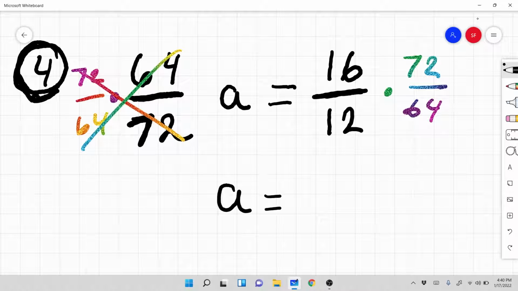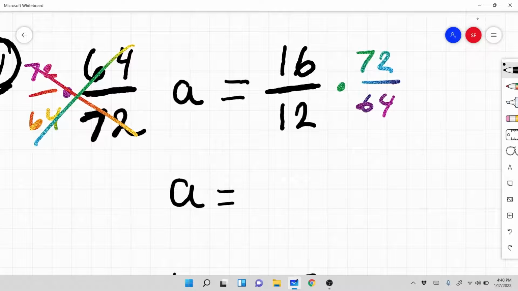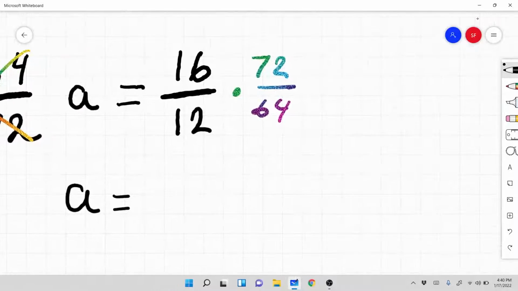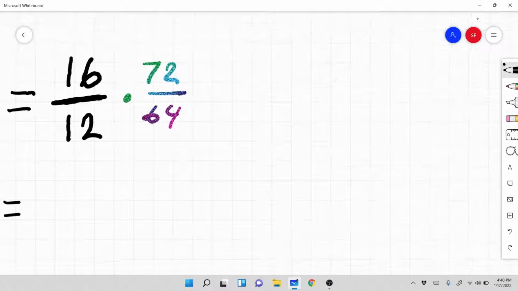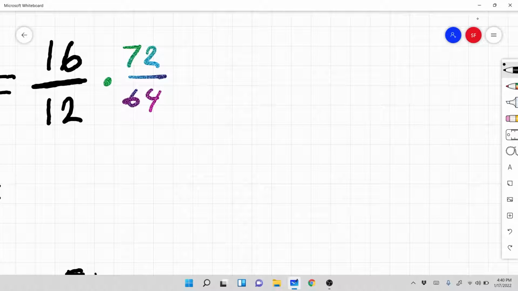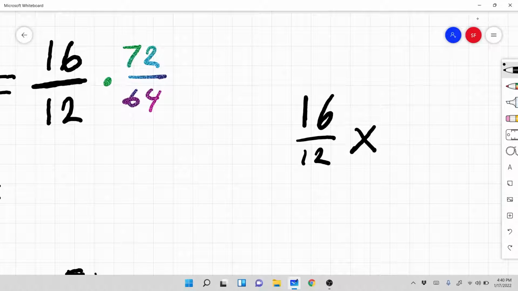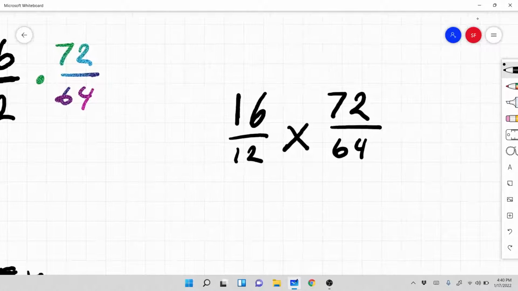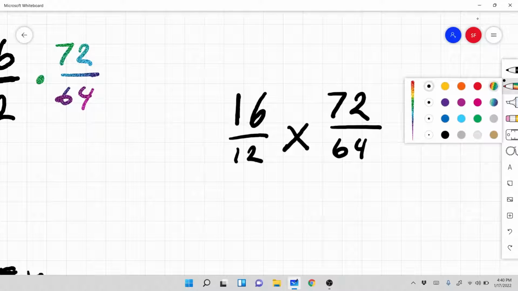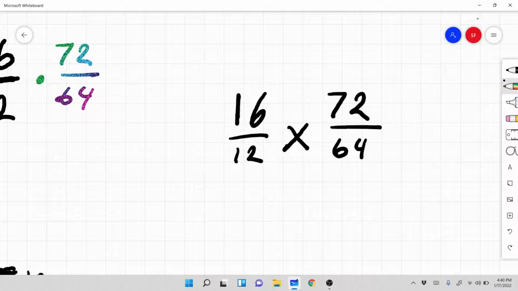Now this one, we could do this in less steps than what I'm about to write, but since the numbers are kind of big, I'm going to do this in a couple of steps. And so I'm going to kind of rewrite this bit over here. That way we get things pretty clear and we understand what's going on. So we have 16 over 12 times 72 over 64, right? So I'm going to start by dividing the diagonals.